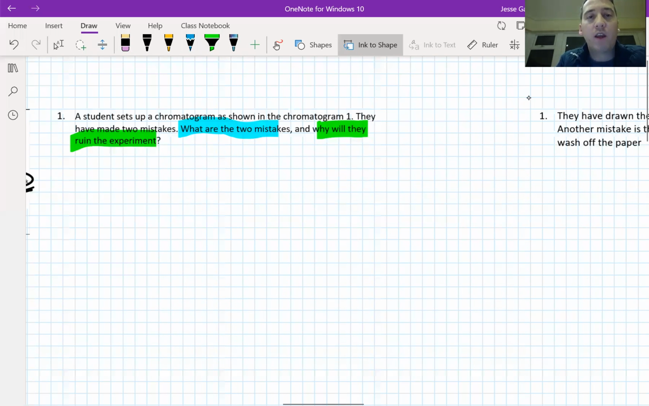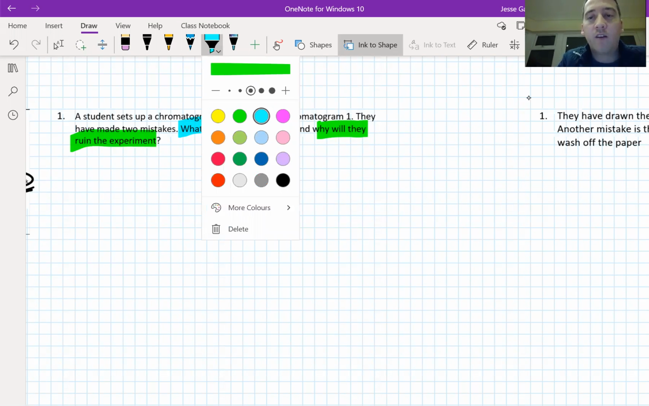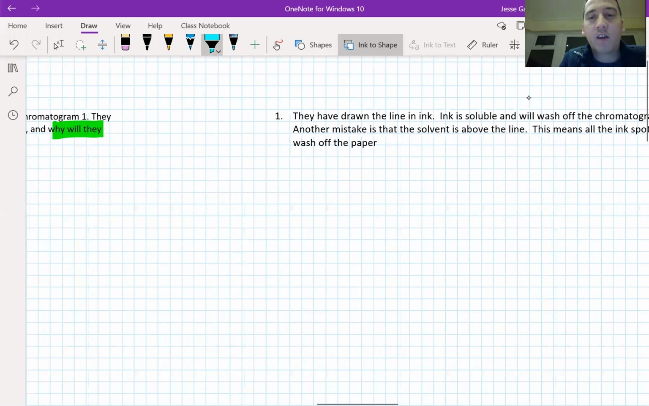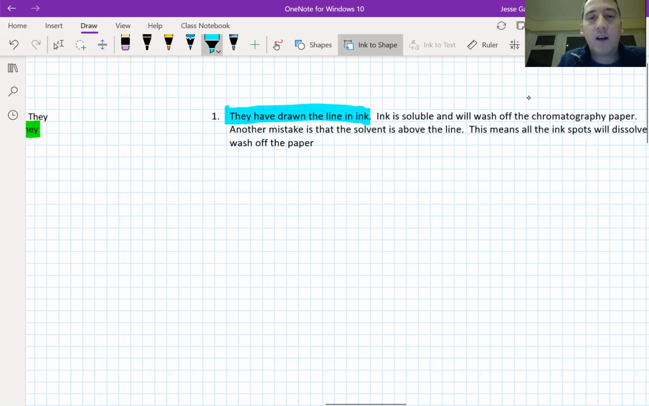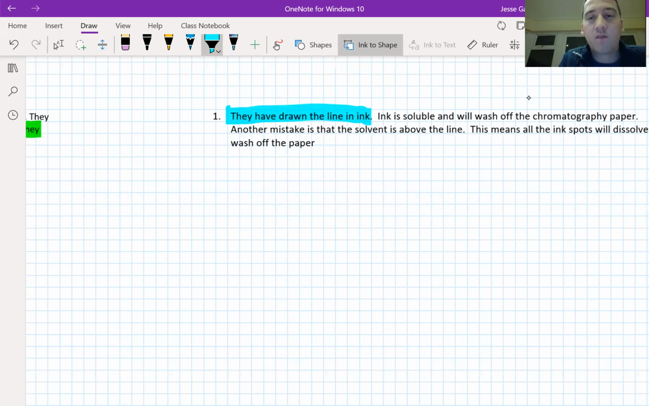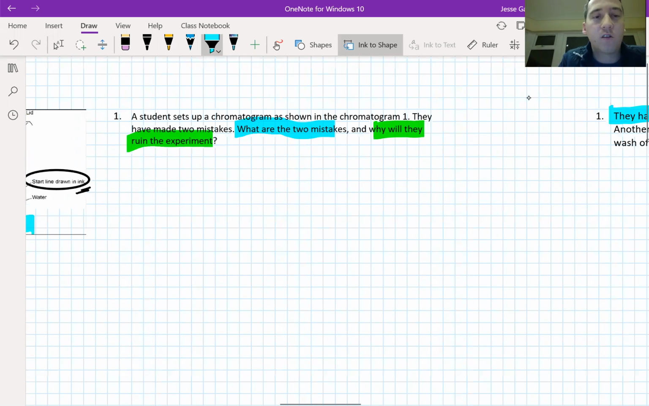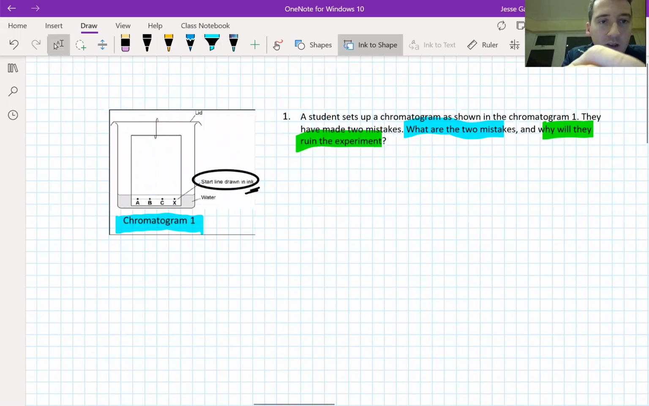Now in blue over here, I'm also going to highlight where I've done what are the two mistakes. So here they have drawn the line in ink. There's one mistake. And another mistake is that the solvent is above the line. Look, the solvent over here is above the line. So here you can see solvent is here. It's above the line that they've drawn.